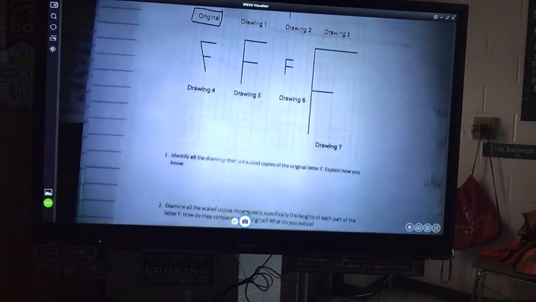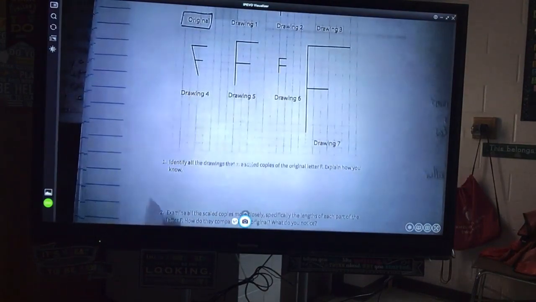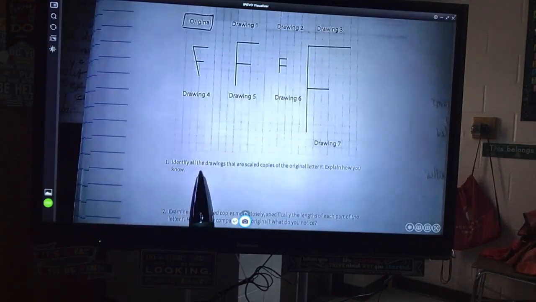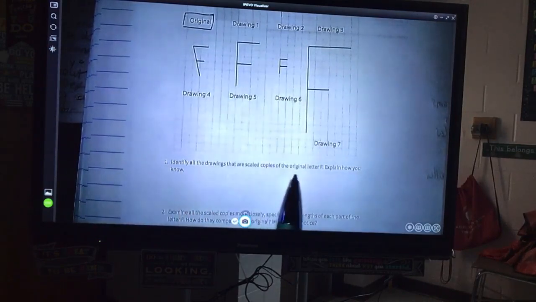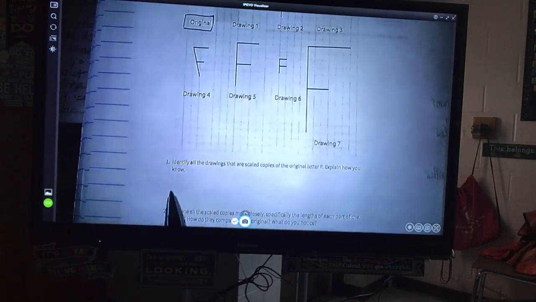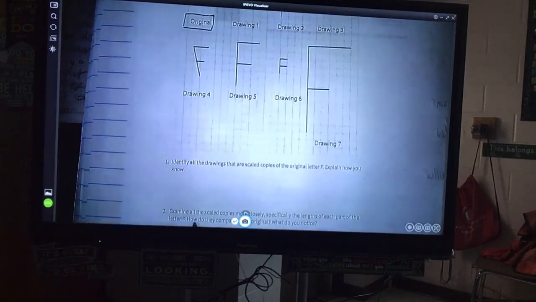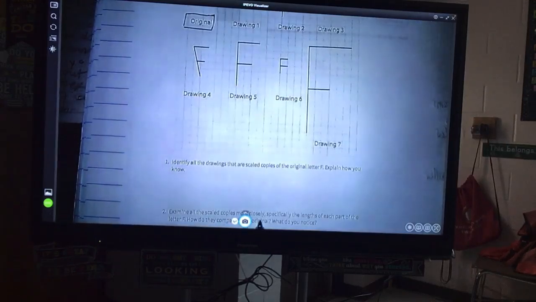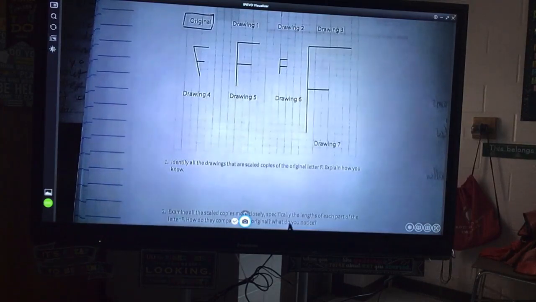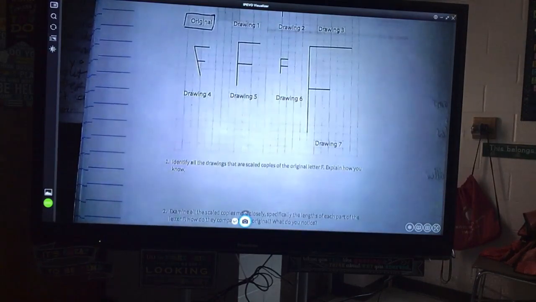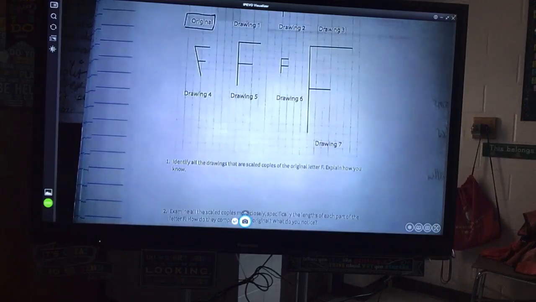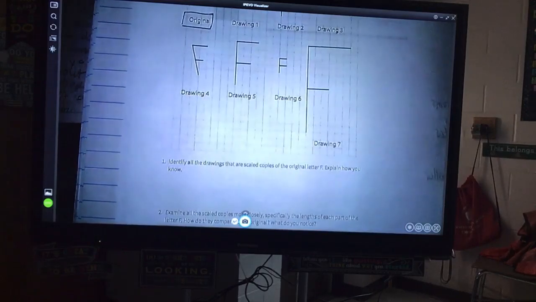You are going to, as a group, complete number 1. It says identify all drawings that are scaled copies of the original F, explain how you know. And then number 2, it says explain all the scaled copies more closely, specifically the lengths of each part of the letter F. How do they compare to the original? What do you notice? All right, so I'm going to give you 7 minutes. You are working with your group members right now. Go ahead.